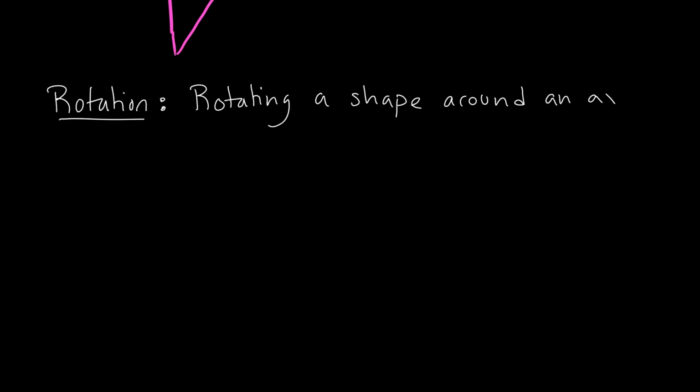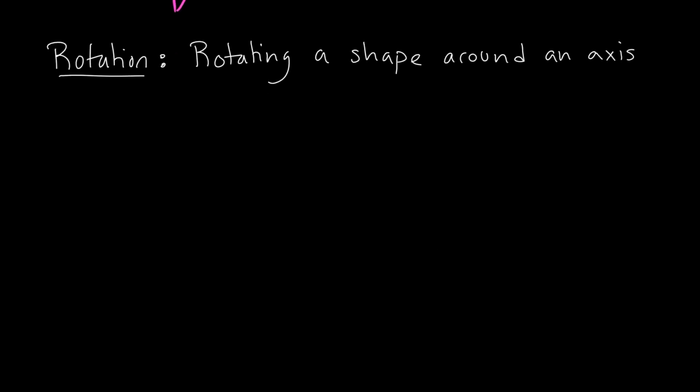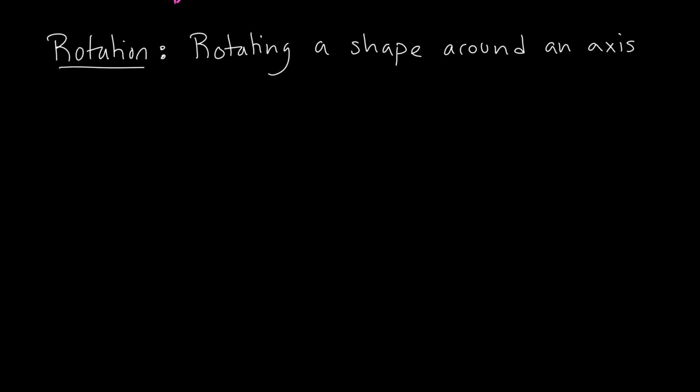An axis. So if I were to draw a line, and I'm calling that my axis of rotation, and then I were to draw a triangle on the axis of rotation.